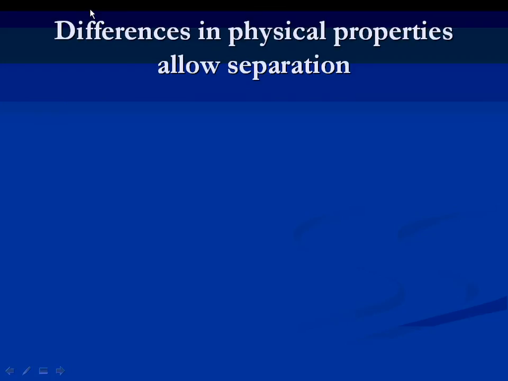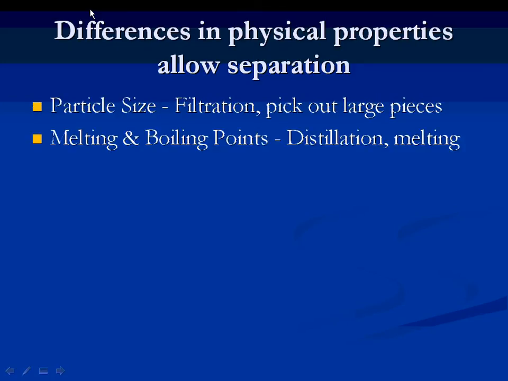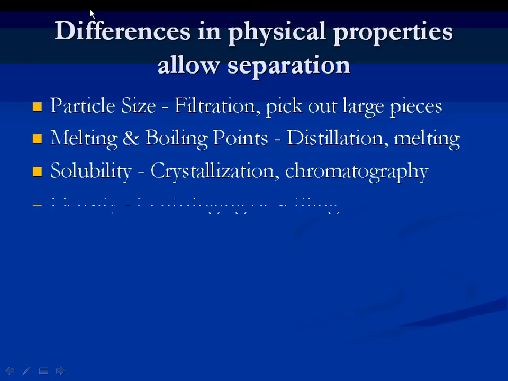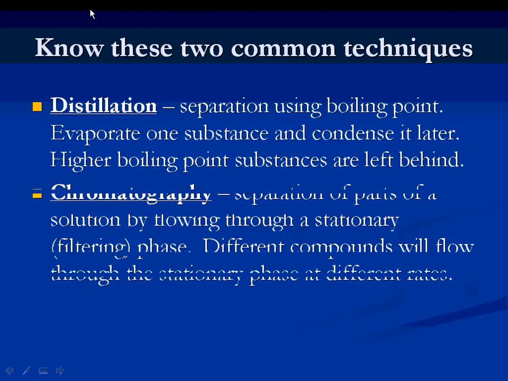It's there. All right. You can separate mixtures based on their physical properties: their particle size, melting and boiling point, solubility, density, color, and magnetism. And here are 2 really common techniques that we use: distillation and chromatography. Distillation is pretty much you boil or you heat something up. If it has a lower boiling point, it will come off first, and you'll be able to collect it. And if it has a second lower boiling point, it will come off second.